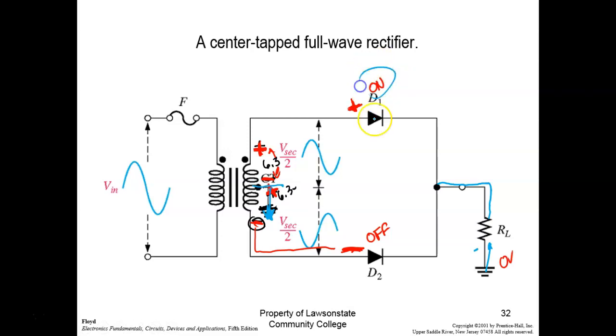This guy is on. It's acting like a closed switch. This guy is off. It's acting like an open switch. Which way is it going? Current doesn't flow to an open, right? So it's going to go through the diode that's on. It's looking for its positive. So if this is negative and this is positive, it's looking for its positive.